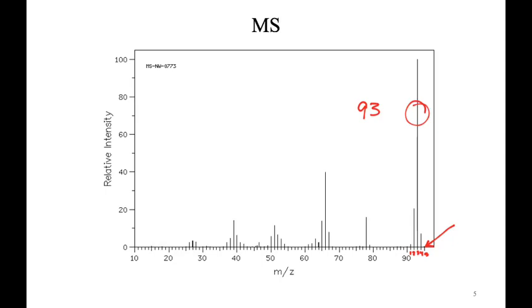There's a potential multiple choice question. What's the molar mass of this compound? 93. You think it's 92? No, that's 93. Okay. Next multiple choice question. Which atom is in there? Bromine, chlorine, nitrogen, oxygen? Nitrogen. We know it's nitrogen because 93 is odd.